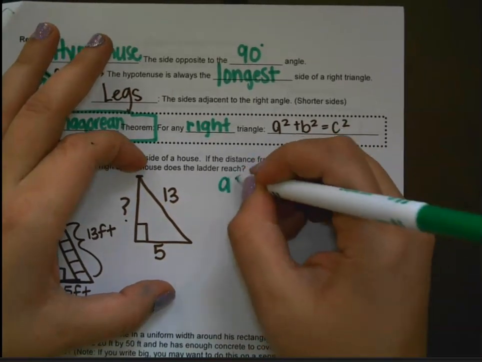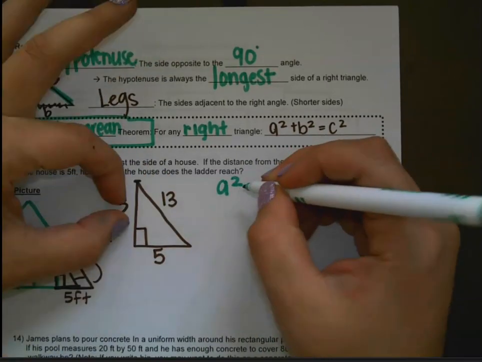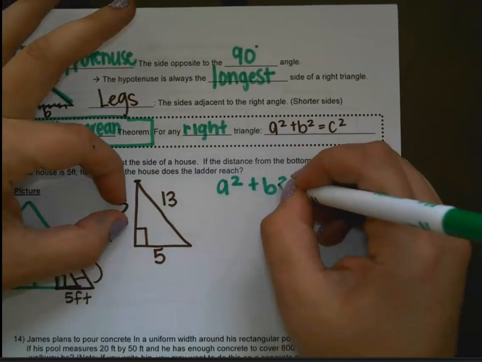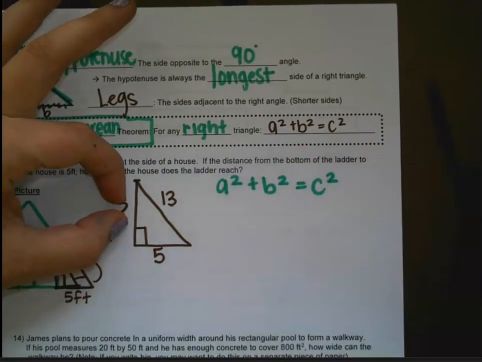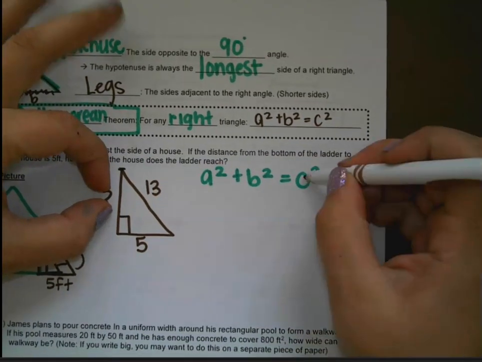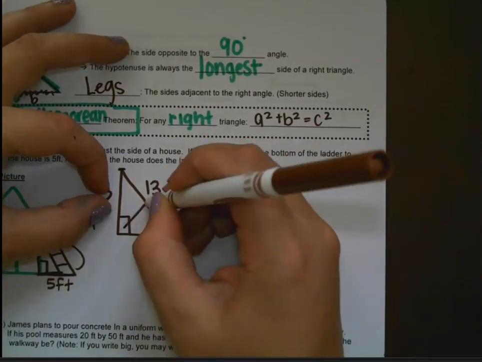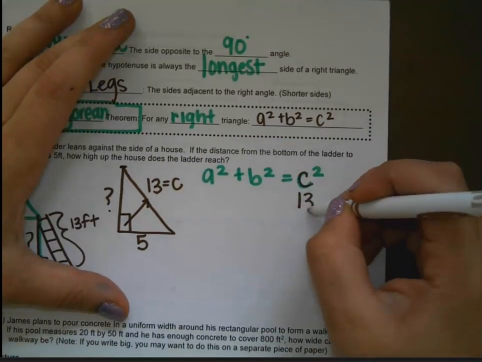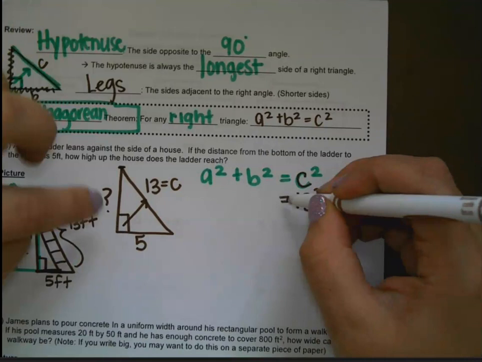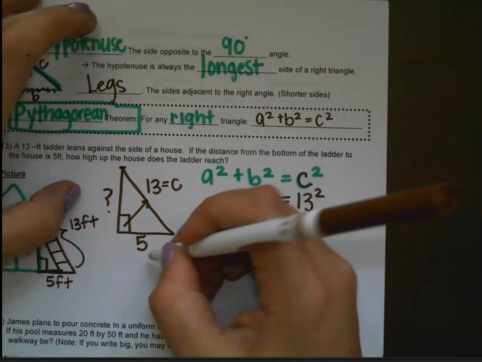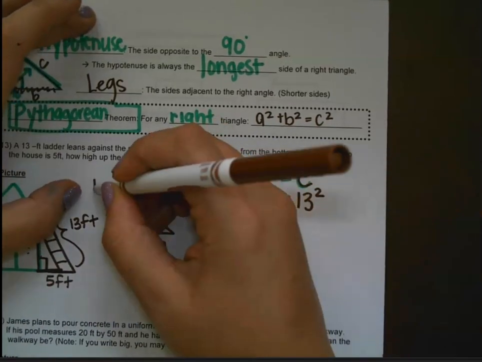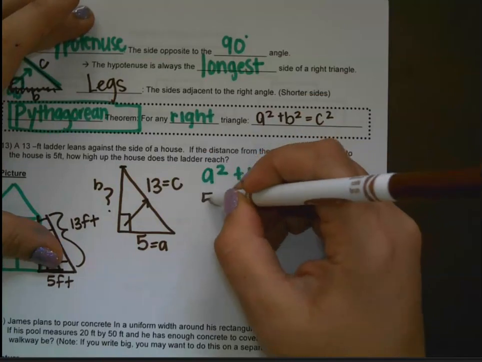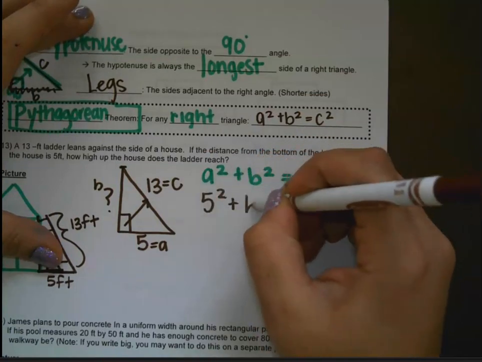So then we would know when we have two sides and we're missing one, that's when we can use a squared plus b squared equals c squared. And when we substitute in for c, it's always the side that is opposite of the right angle. So that's why I'm going to put 13 here. And then it doesn't matter which one's which, so I'm going to have this be a and this be b. So a is 5 and b, we don't know.